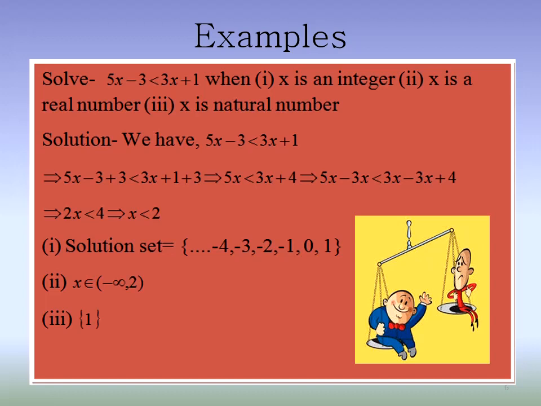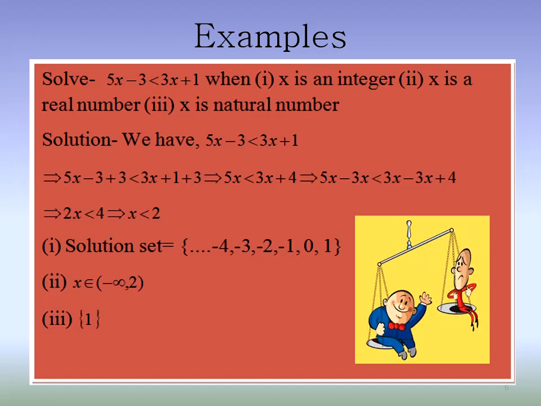So when x is an integer, the number should be less than 2, meaning the numbers go from minus infinity up to plus 1. So we can express the solution set as dots going up to minus infinity: minus 4, minus 3, minus 2, minus 1, 0, 1.